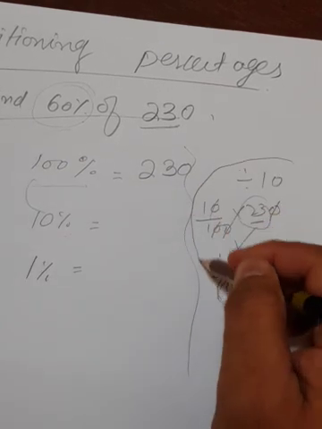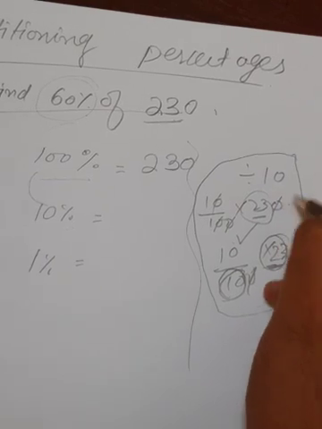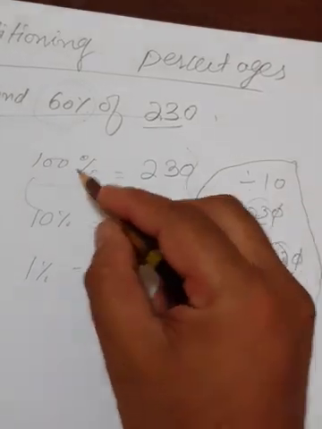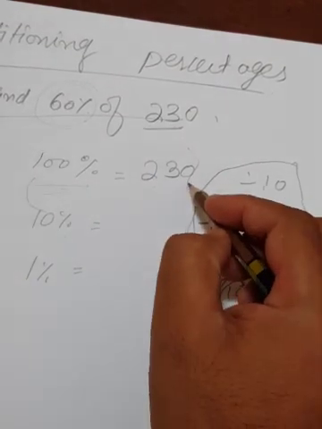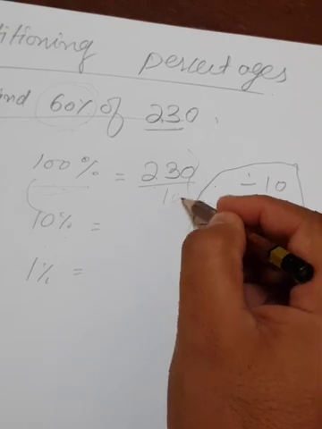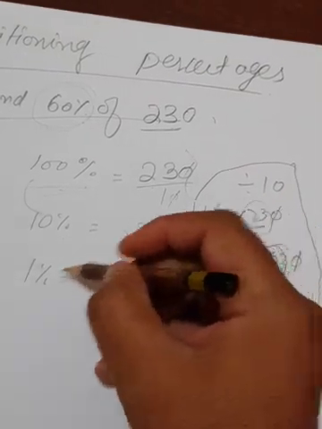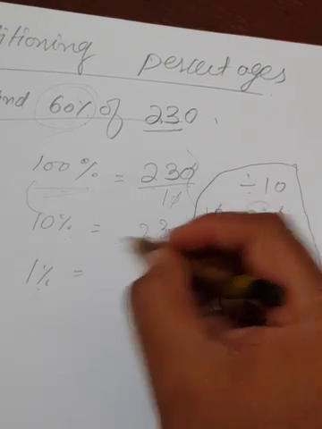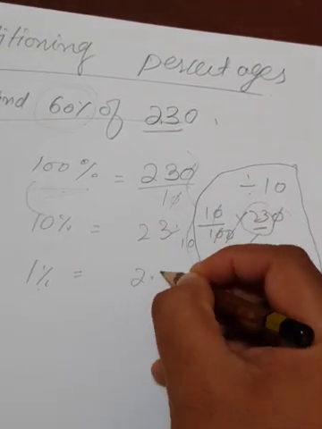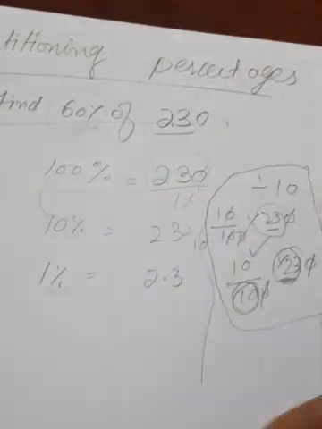If you did not understand that part, no worries, no problem. This was just a quick reference to the previous part. Stick to this one. 100% means 230. 10% means I have to divide this number by 10. So when I divided this number by 10, I got 23. To find 1%, I will divide my answer of 10% by 10 again. I got my 2.3.